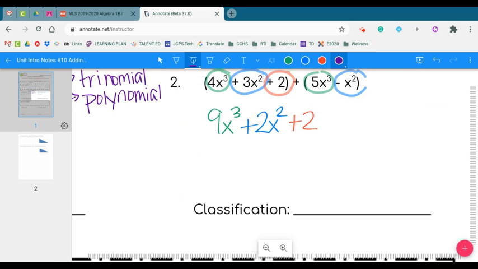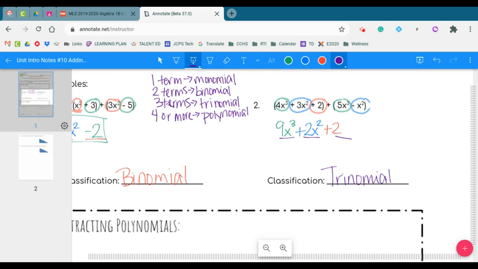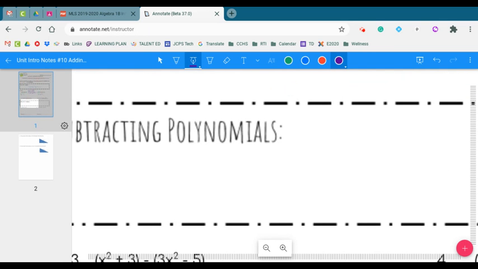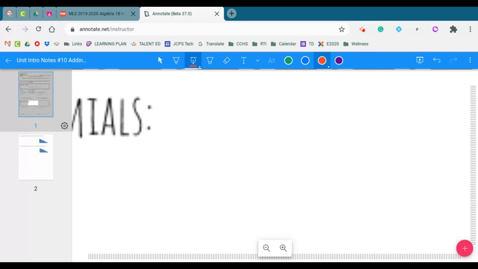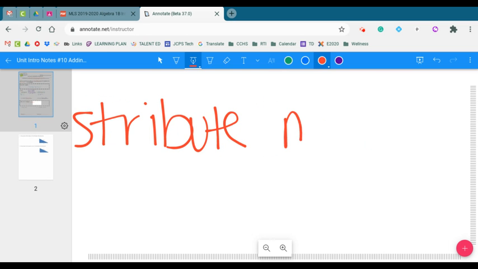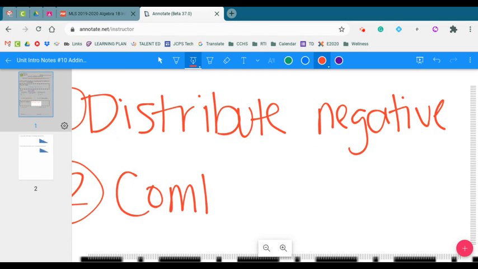Now for our classification, we have 1, 2, 3 terms. So this is going to be a trinomial. Okay, so that is adding polynomials. Now we're going to go down to subtracting polynomials. So whenever you're subtracting polynomials, there's 2 steps with subtracting. The first step is you're going to distribute your negative. And then you're going to do it the same as you would do with addition, and you're going to combine your like terms.